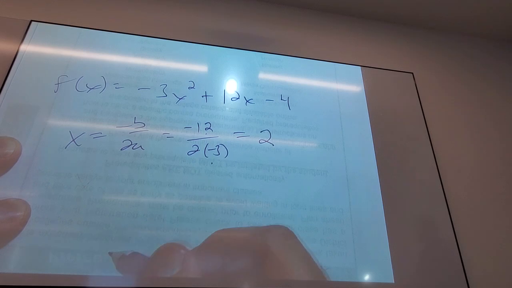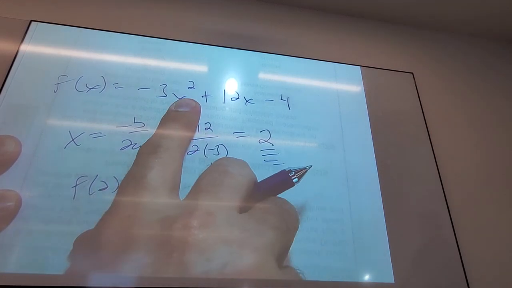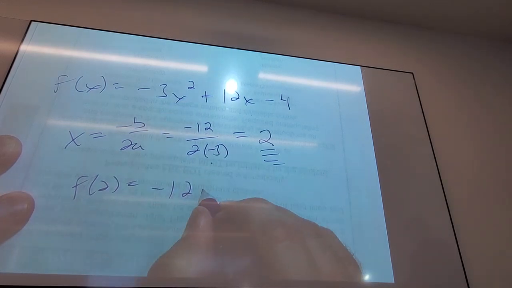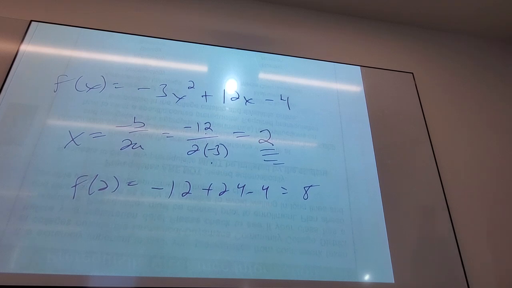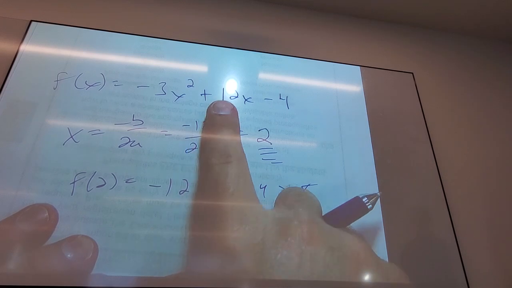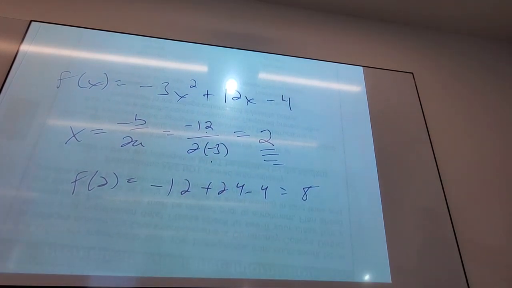So how do I get the actual maximum value? Plug 2 in. So I get negative 12 plus 24 minus 4, which is 8. Yes. So that would be my maximum. If this is my profit function in thousands of dollars, the maximum profit would be $8,000. You will see problems that say find the minimum cost. That just means to take the cost function they gave you, do negative b over 2a, and then plug it in. Figure out what the output is at the vertex, because that would be a minimum.